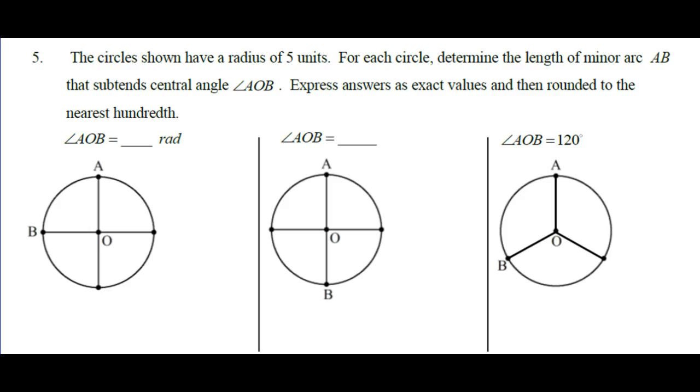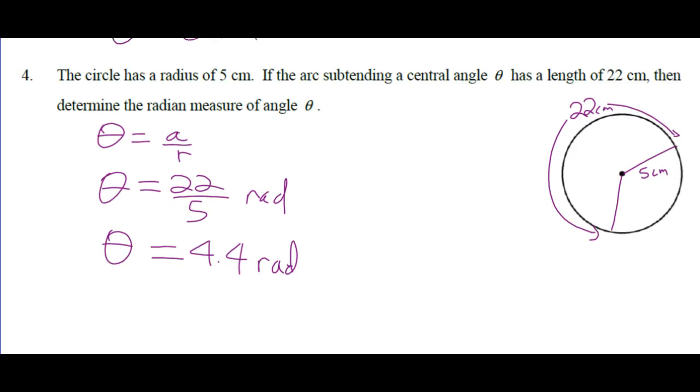Okay. The circles shown have a radius of 5 units. For each circle, determine the length of the minor arc. What's a minor arc? How big is it? Or how big isn't it? Less than half the circle. So a minor arc. So this is a non-minor arc. What word do we use instead of non-minor? Because that's pretty awkward. It's a major arc.